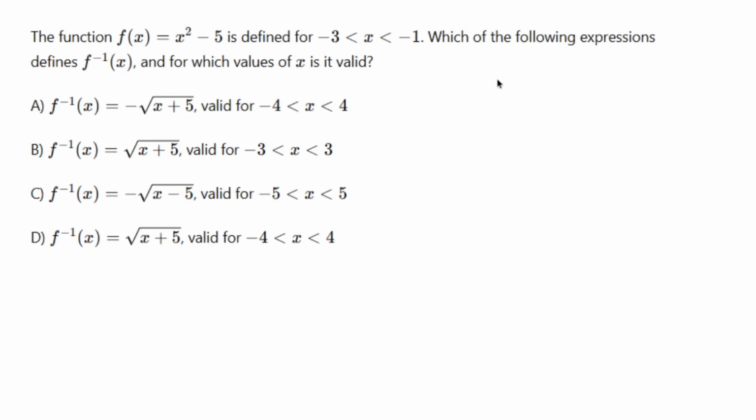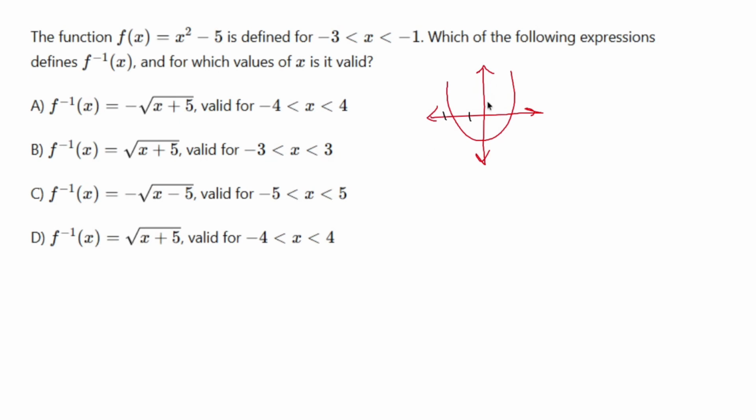Now, just for funsies, this is what it's going to look like. X squared minus 5 is going to live down here. We only care about the part that lives in between here and here. So, I don't know, like here and here we'll say. We only care about that part.